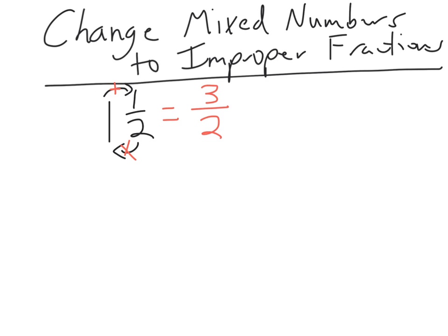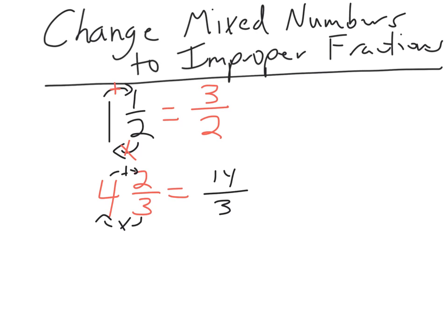Okay, let's try another one. Let's go up to 4 and 2/3. I'm going to take the 3 times 4. 3 times 4 is 12, and 12 plus 2 is 14. And then I put that over the same denominator, 3. So going from a mixed number to an improper fraction, I take the denominator, which is how many parts the whole is broken up into, multiply that by the whole number, which is how many of those complete wholes we have, and then I add the numerator.